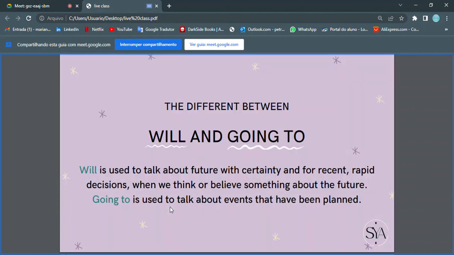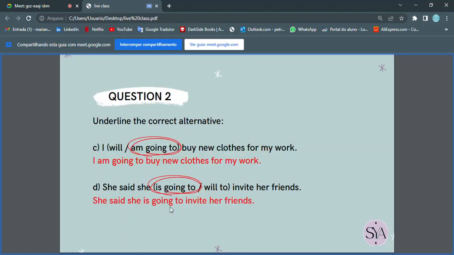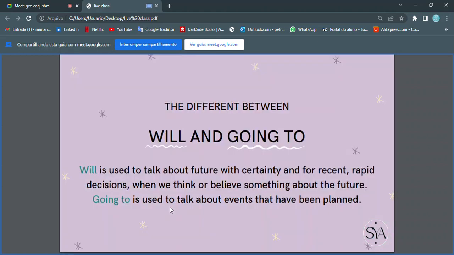So again, I brought this back because you guys saw it last class, basically on the recorded class on Monday, right? Talking about the forms of future, and I wanted to bring back the difference between will and going to, because we have to choose right here between will and going to based on the situation.